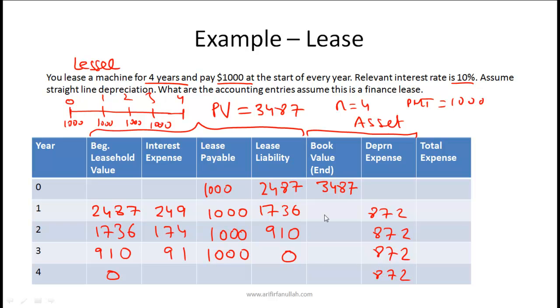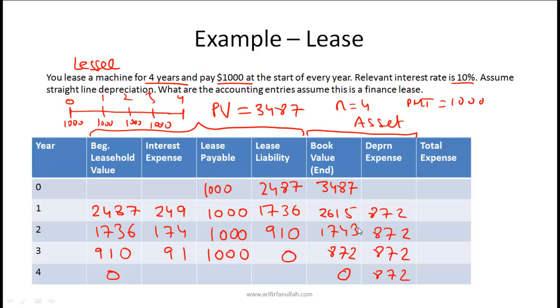The book value at the end of every year will be the initial book value minus the depreciation expense. So book value end of year 1 would be 2615, then 1743, 872, and at the end of year 4 we would have book value of 0.